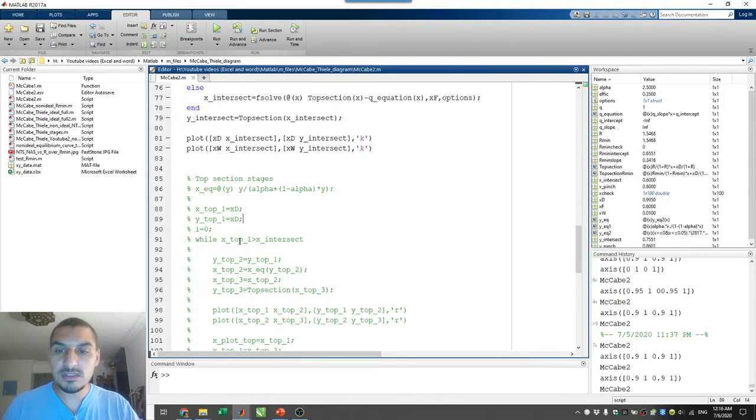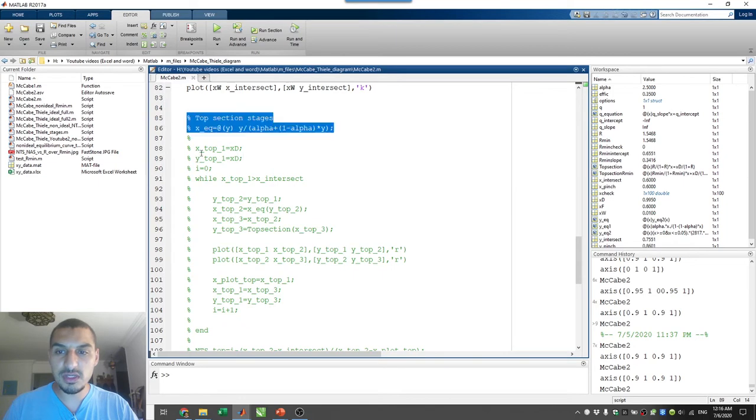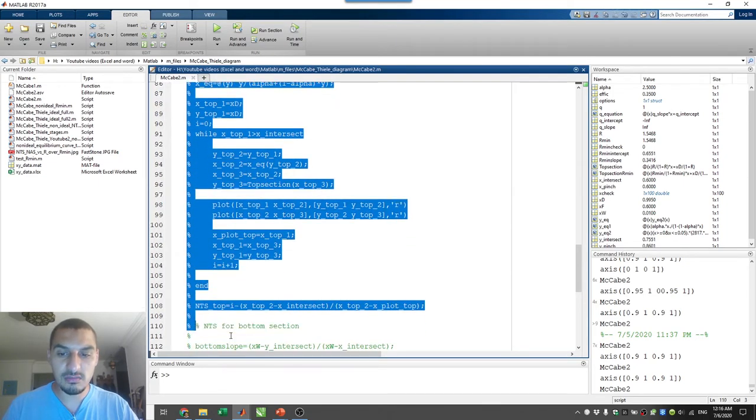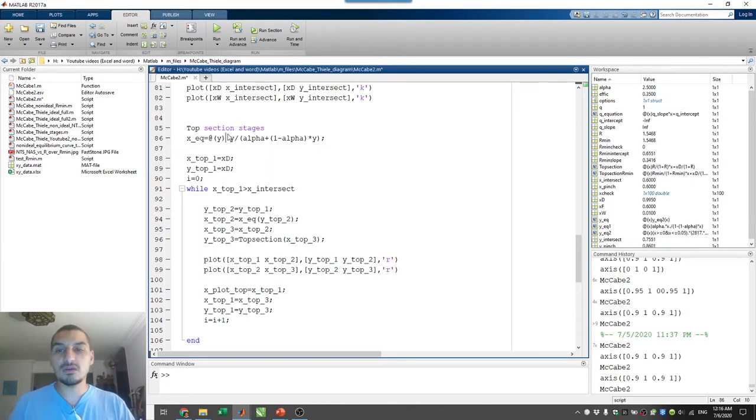Okay, now let's look at the top section and the bottom section. For the top section, I'm going to go for the top section first, and then we will see the bottom section, the stages for the top and bottom section. So I'm removing the comments here, and now let's go quickly to see what we were doing here.